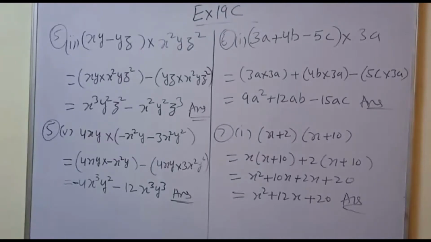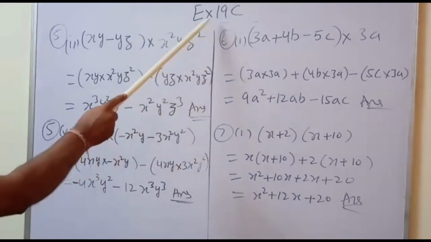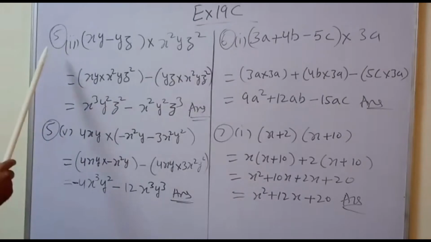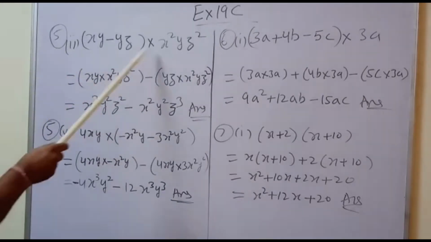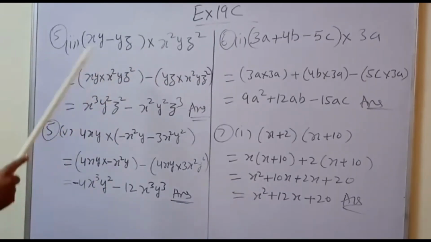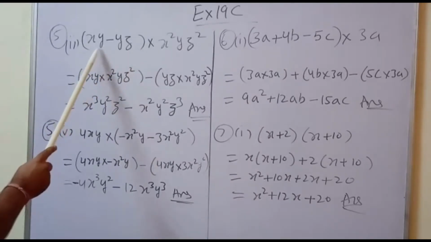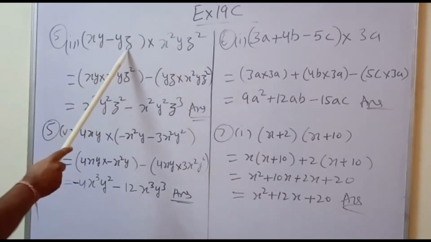And now I'm taking some more sums from exercise 19C. Here is question number 5, second part. You can see the sum from your book. Here we are multiplying a monomial to binomials.